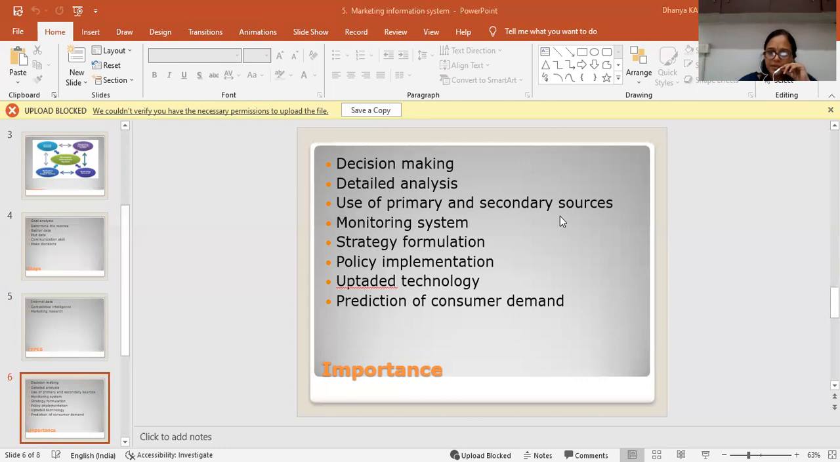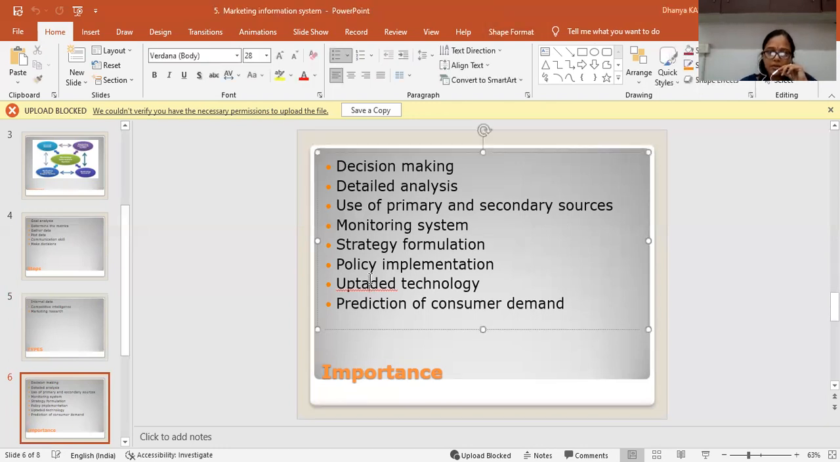So that is also possible with MIS, and a strategy can be formulated, and the policy can be implemented, and it is updated technology. And with updated technology, new techniques or new innovative things can be introduced in the market. And even MIS can be used to predict the consumer demand. That is, prediction is possible, because you are analyzing what is presently happening in the market, and with this analysis it is possible to understand what will be the future, isn't it?